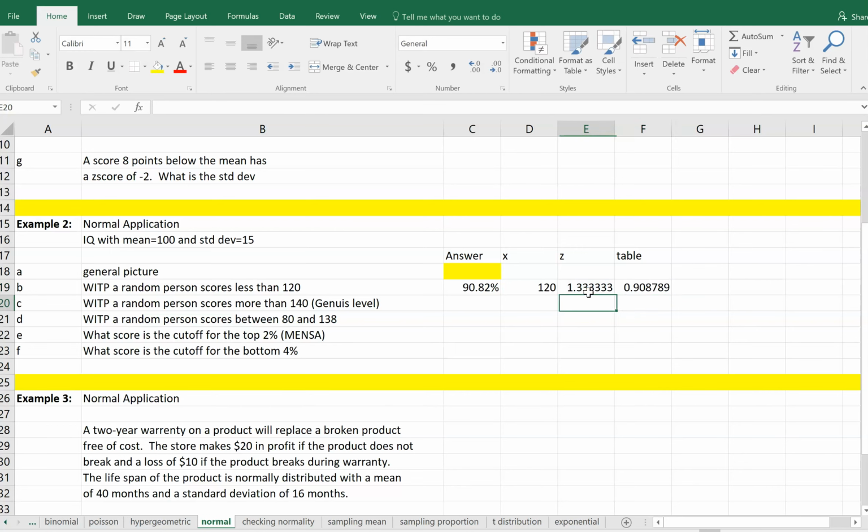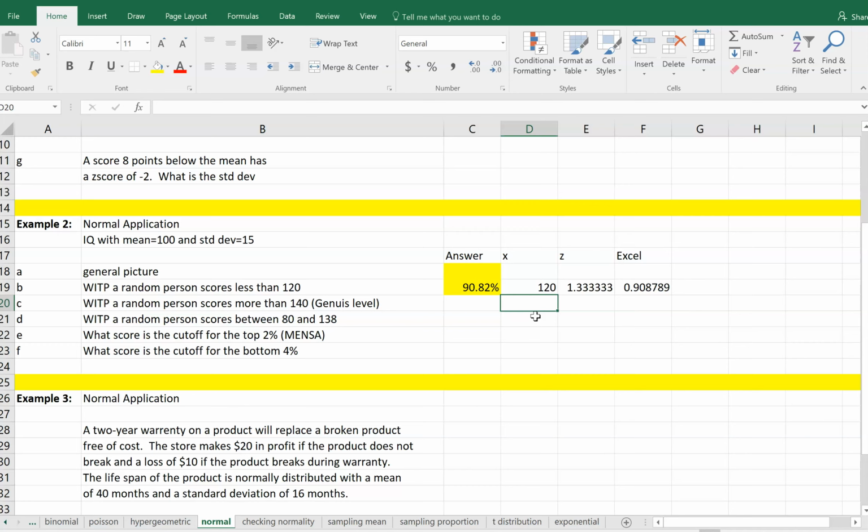Boom. Notice we get the exact same answer as here. This is the most accurate answer, 90.8789. But because of the table, we had to round, and our answer is 90.82. And that's good enough. You want the most accurate answer? Yes, of course, we have Excel. So instead of table, let me call that Excel. All right.